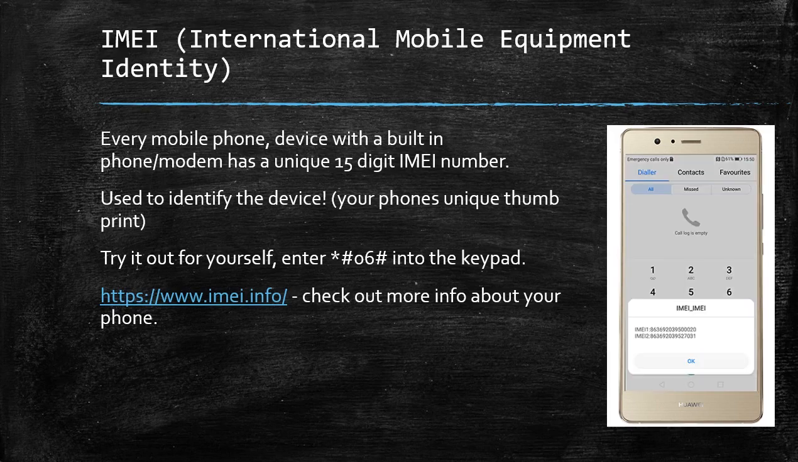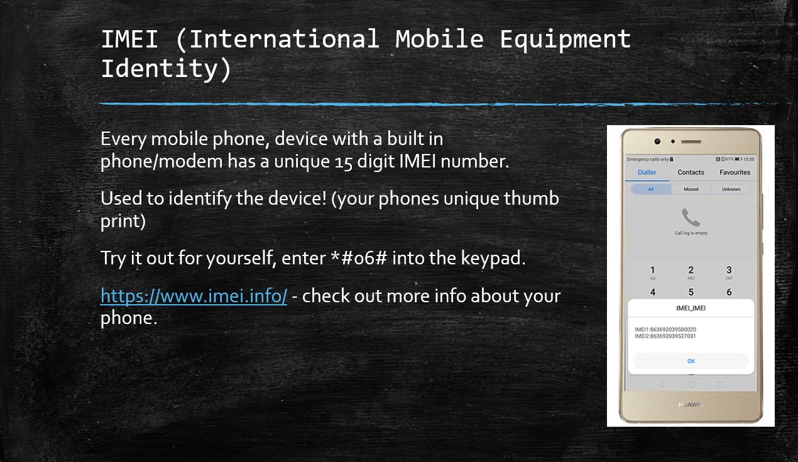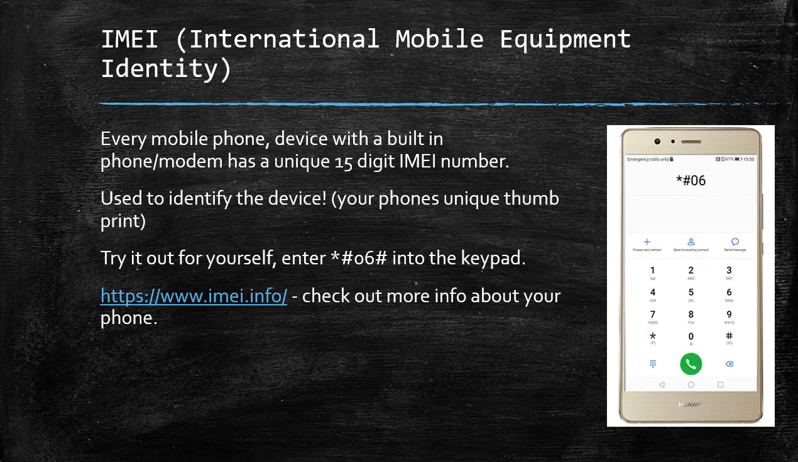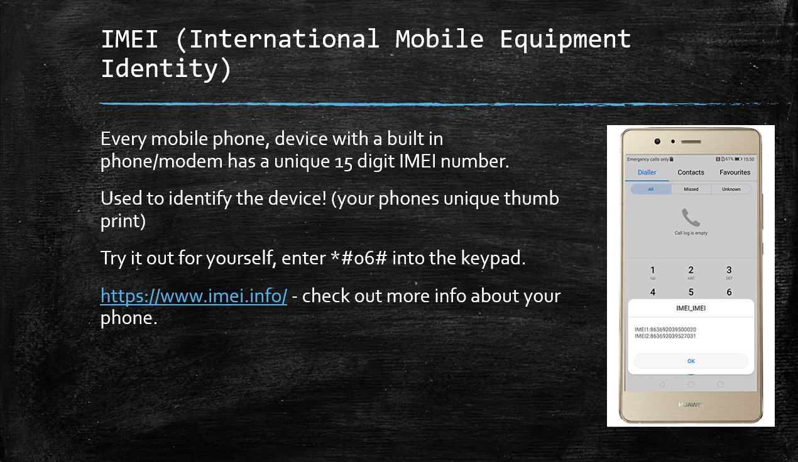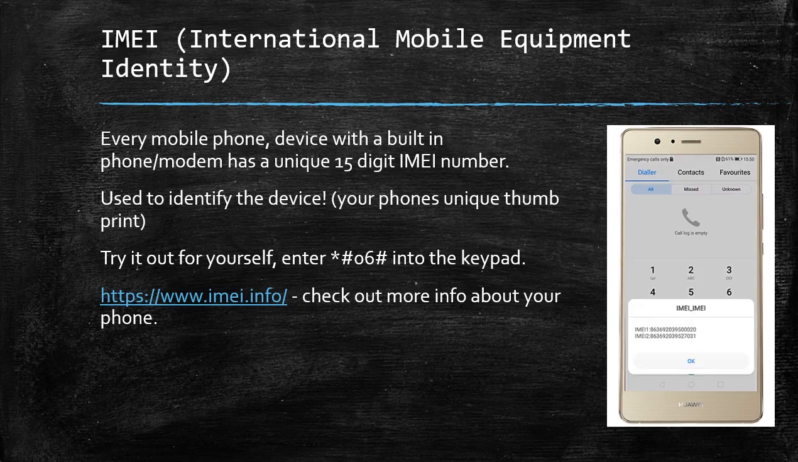So if you lose your phone somewhere in the trash, or you leave it behind, and you want to lodge a complaint, you can always give this number along with it to help track it down. You can go to this website, imei.info, to learn more things about your phone, but that's at your own risk.